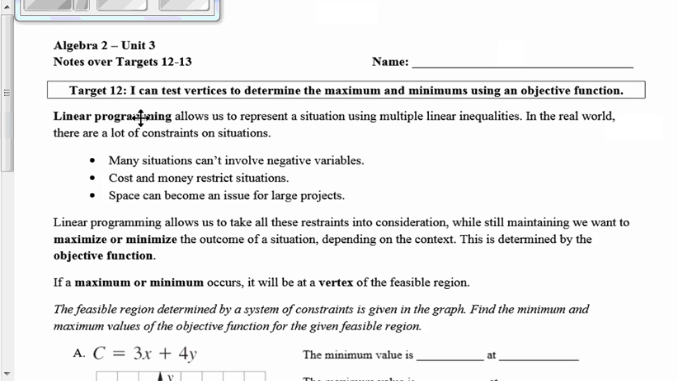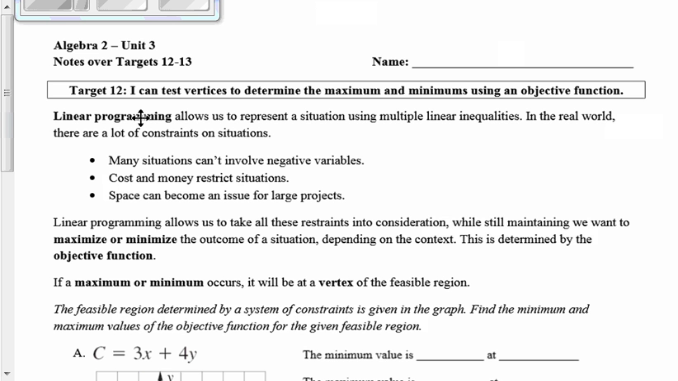And so when we put those linear inequalities together, we have linear programming. So it allows us to take these restraints into consideration while still maintaining that we will want to maximize or minimize the outcome of a situation depending on the context. For example, we want to minimize cost, but we want to maximize profit. That would just be a really basic example of that. So whatever our context is or whatever our goal is going to be determined by what's called the objective function. Our goal is to test some different points to determine if a maximum or a minimum occurs. If it does, it will happen at the vertex of the feasible region.